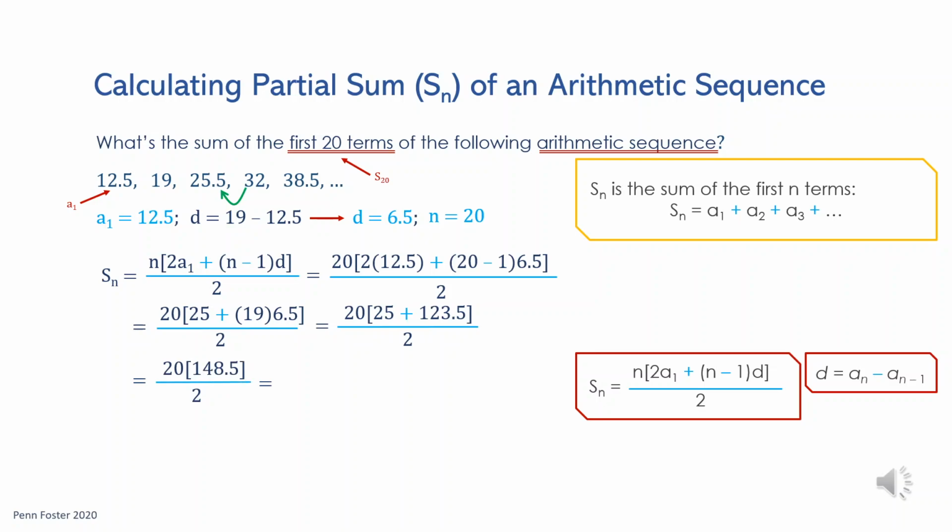That's 148.5. Multiply. Now the numerator is 2,970. Finally, divide the product by 2. The sum of the first 20 terms of this sequence is 1,485.